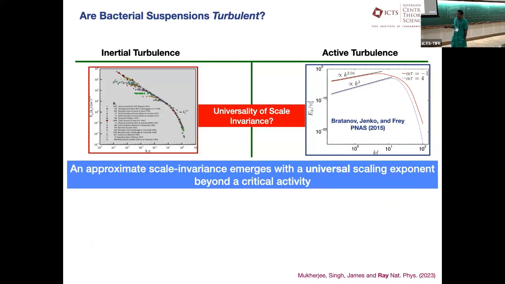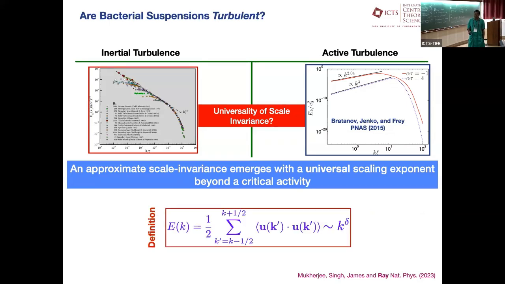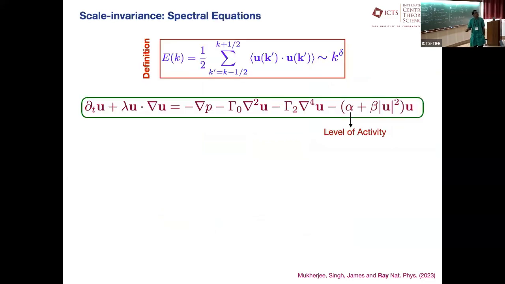So just to summarize the principal result before I go through it, what we show now is that there is an approximate scale invariance that emerges when you go beyond a critical activity, whether that's experimentally realizable or not, we'll come to it in a minute, and where there is a universal scaling exponent. So in that sense, it gets much closer to classical turbulence than what has been appreciated before. Just for those of you outside the field, these objects are what's known as the energy spectrum. That's the U_k U_{-k} correlator, and that's assumed to scale with an exponent, k to the power delta.